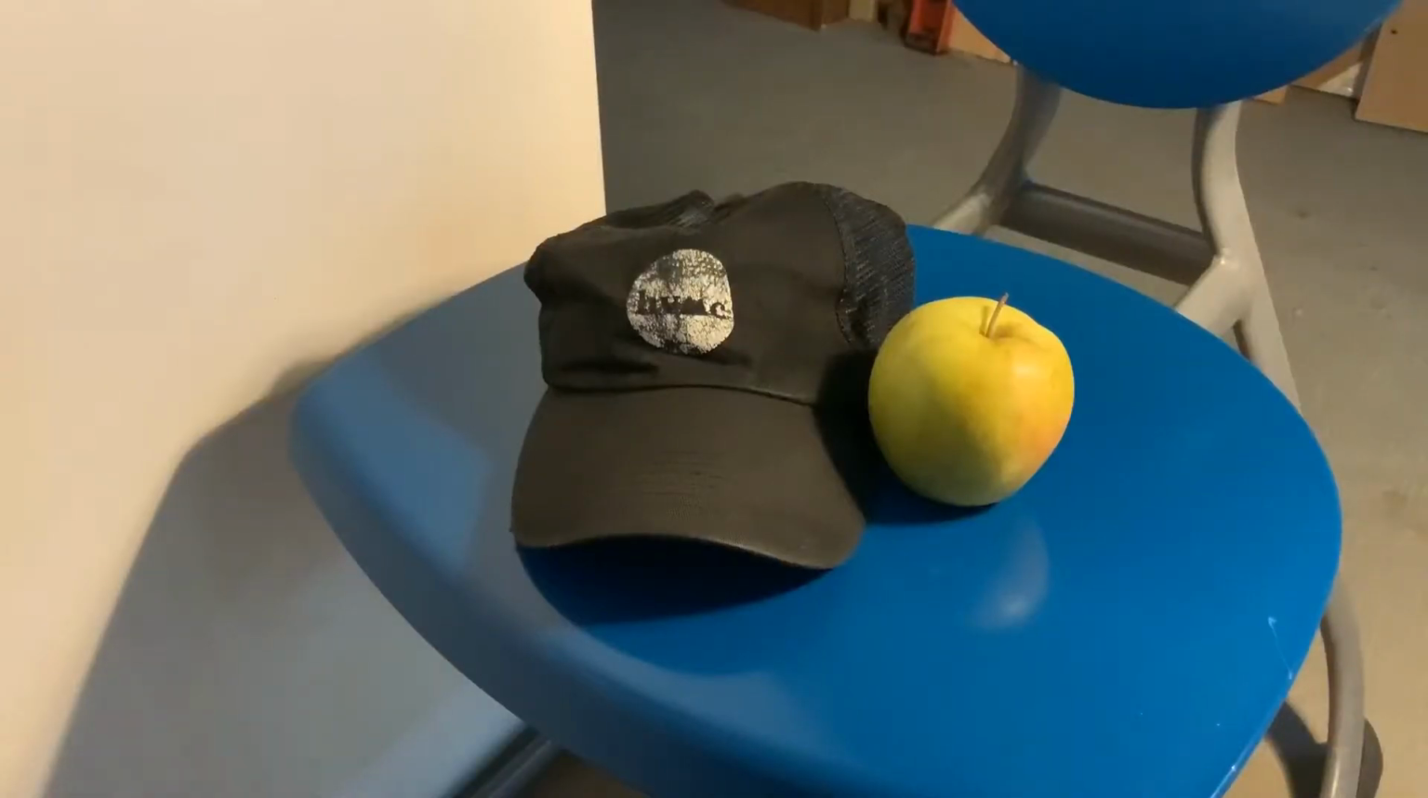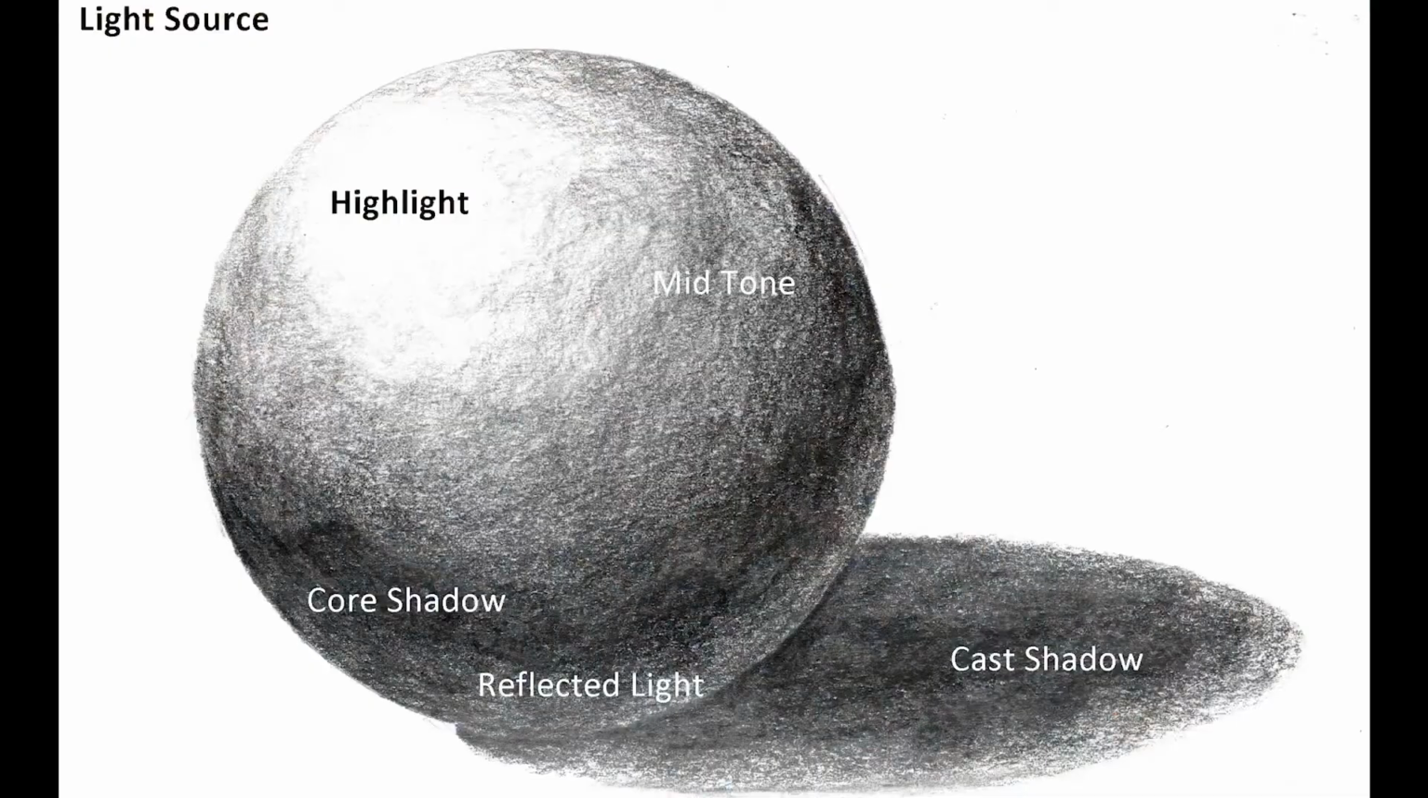One goal of this exercise will be to identify how light affects the layers of value on your objects. All three-dimensional objects have the following layers of light and shadow: highlights, midtones, core shadows, and cast shadows. These layers correlate to how close or far away they are from the light source.